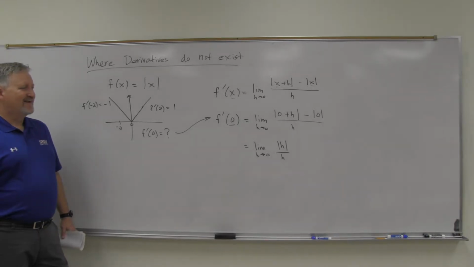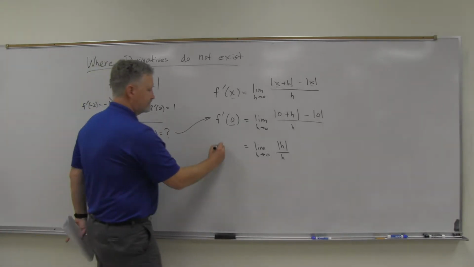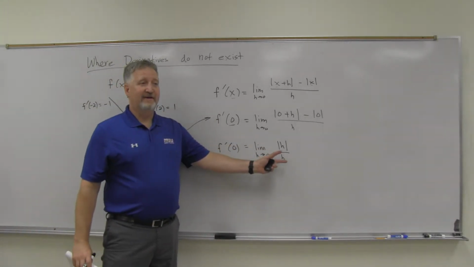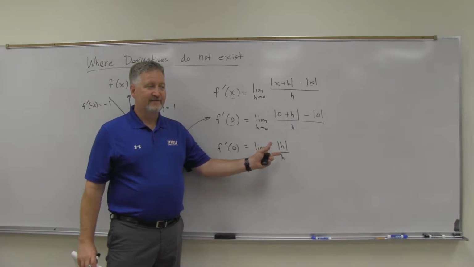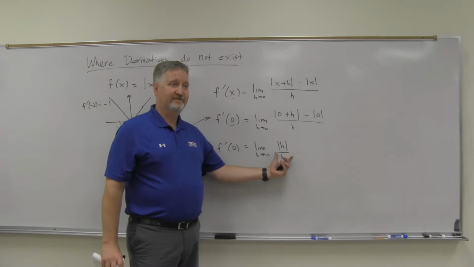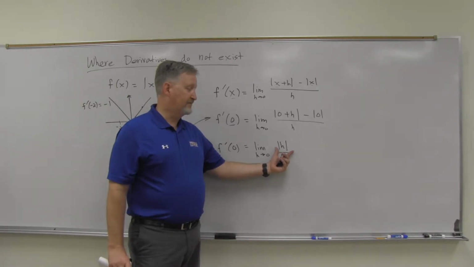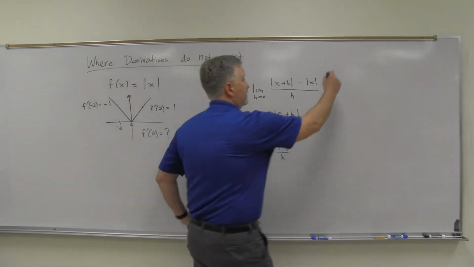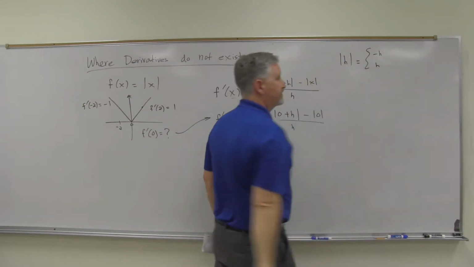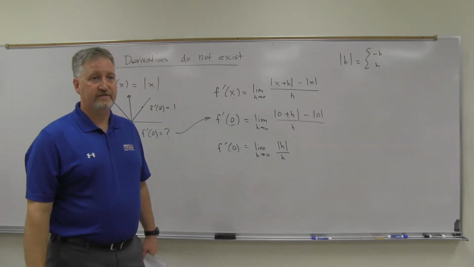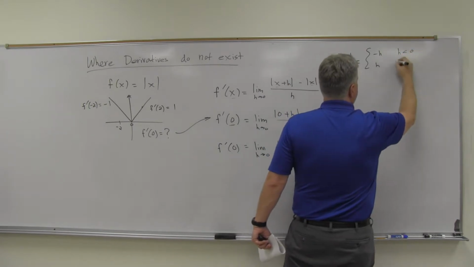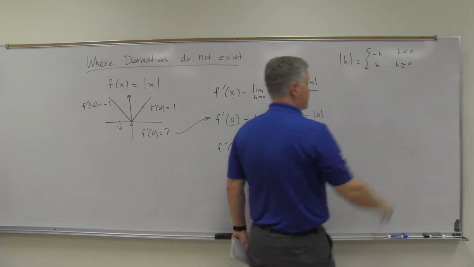Okay. Now, remember how we did limits with absolute value? What we did was we changed the absolute value of h to either minus h or positive h. Remember doing that with the piecewise? So this would be if h is less than 0, and this would be if h is greater than, we could say, equal to 0.